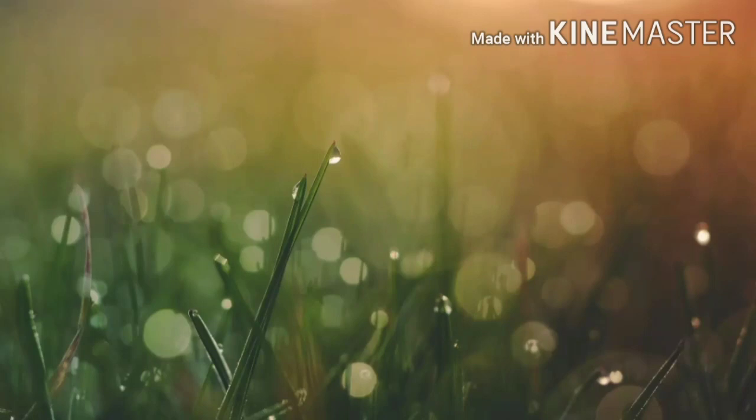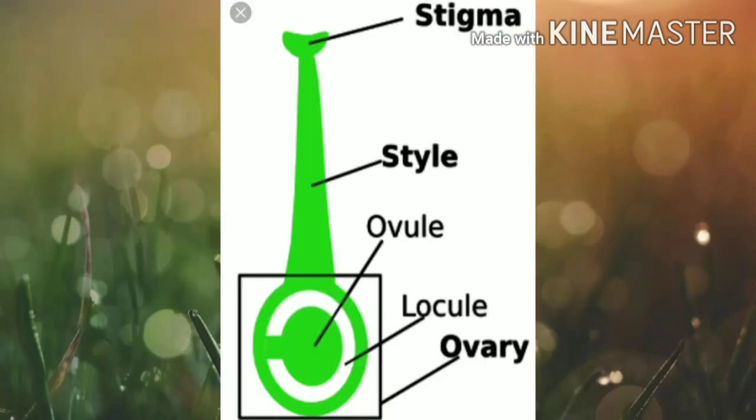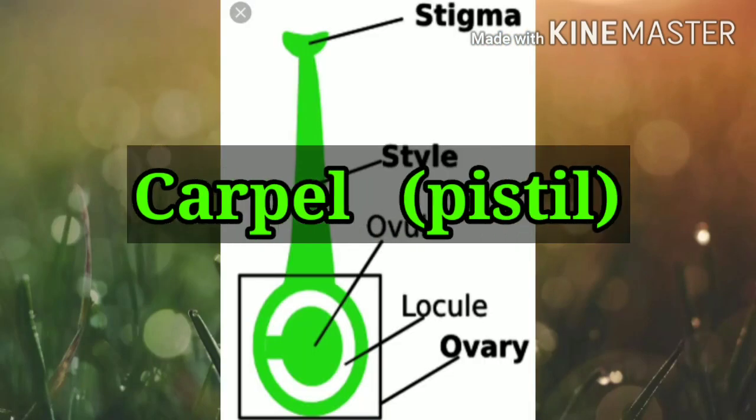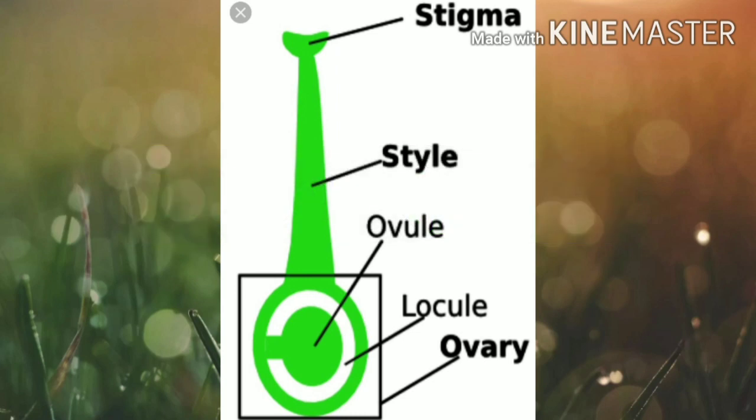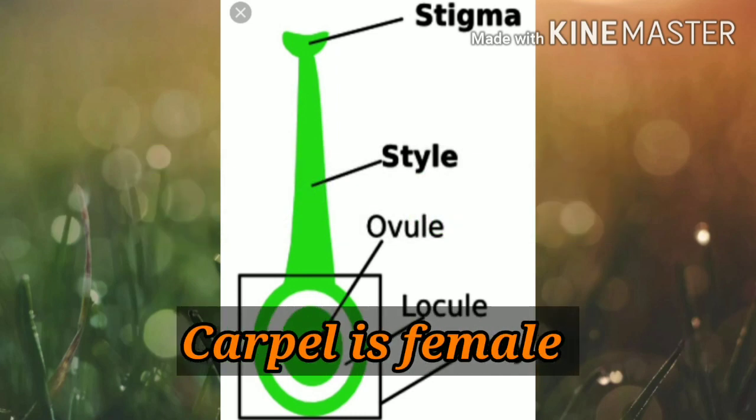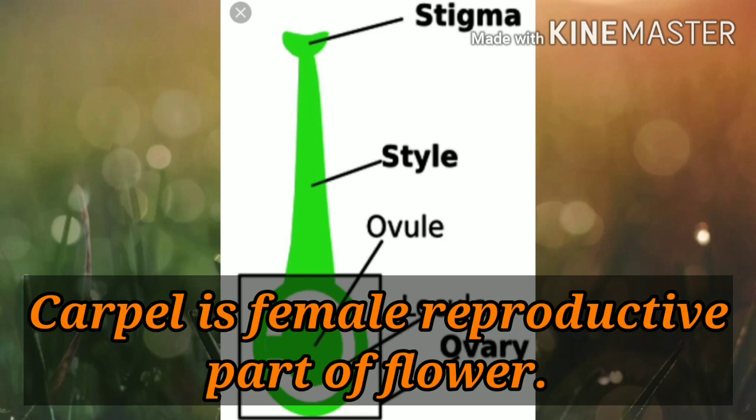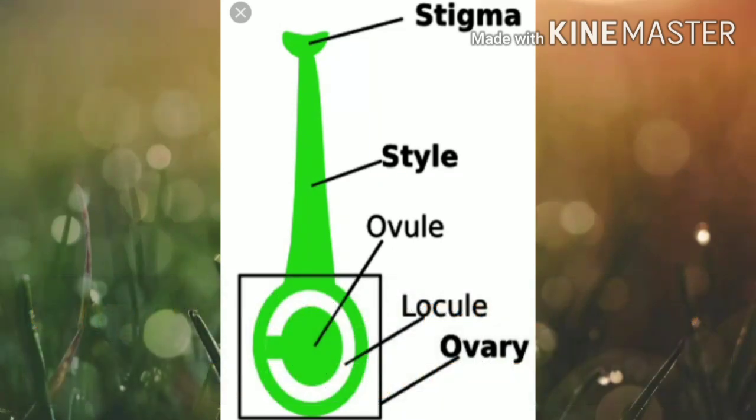In the structure of a flower, the flask-like structure is called carpel or pistil. You know the carpel is the female reproductive part of a flower. Let us see the structure of the carpel or pistil in detail now. Look here. The base is a little swollen and it is called ovary.